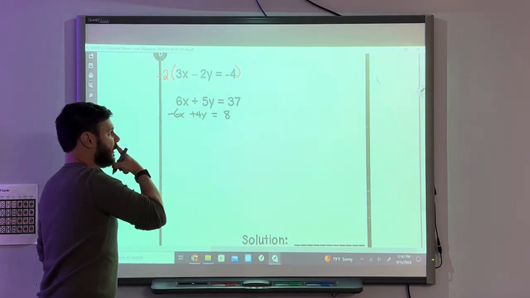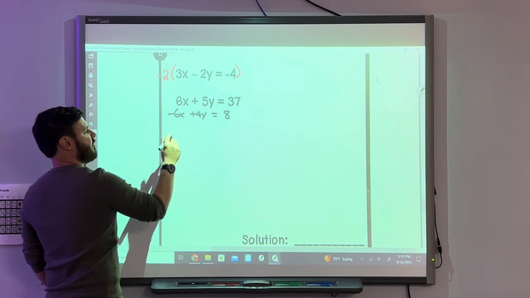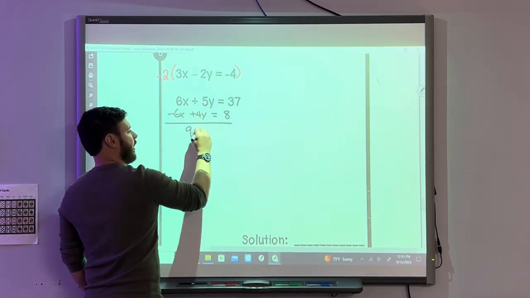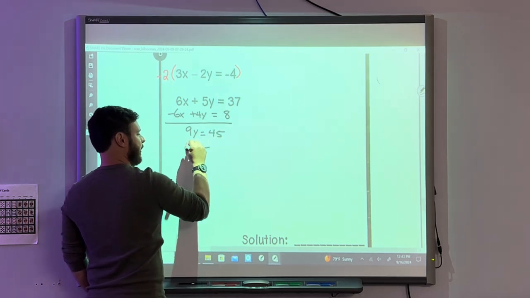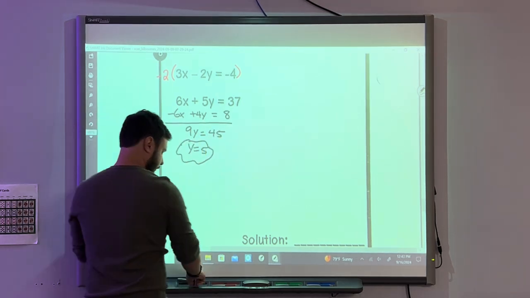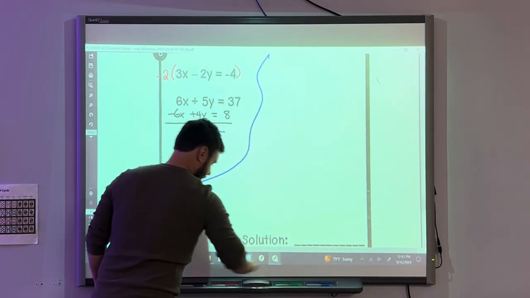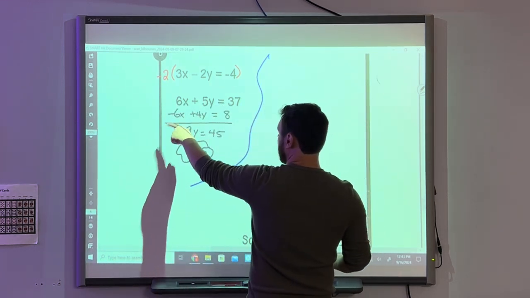All right. Now I'm set up. I have same number, opposite sign, my addition problem. Cancels, 9y equals 45, so y equals 5. Take it and plug it into the other side somewhere, doesn't matter where. I don't know, let's do this one I guess.